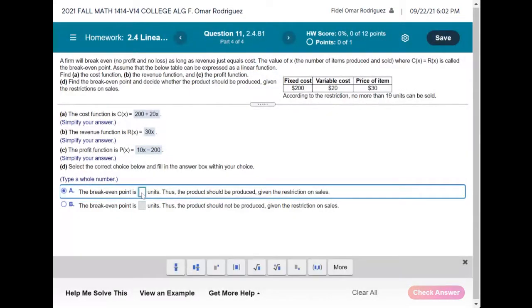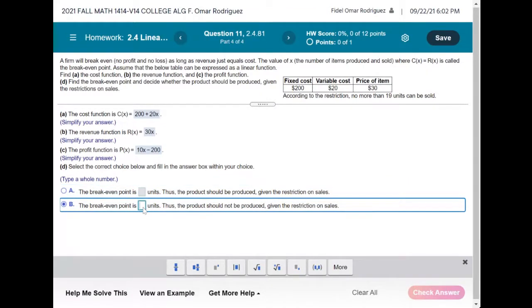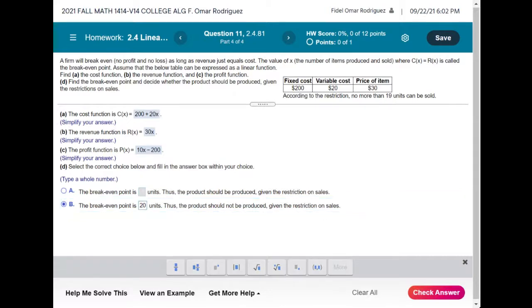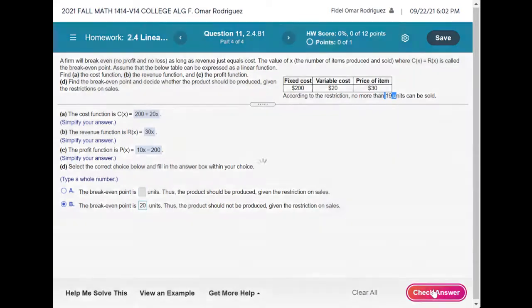And then it says the break-even point is how many units? 20, right? And then it says, thus the product should be produced or it should not be produced. And we said we shouldn't produce it because we could only make and sell 19, and we got to make more than that. So we're going to say the break-even point is 20. So therefore we shouldn't make it. And I'm going to check my answer, and we got it.